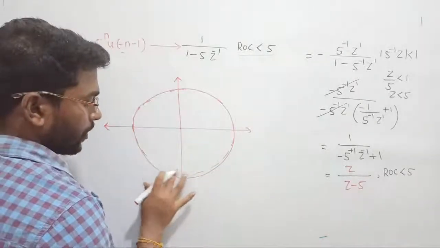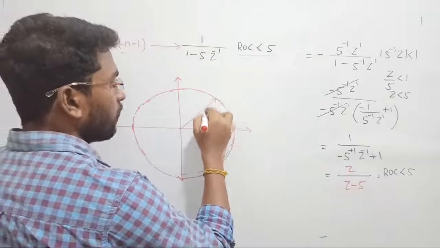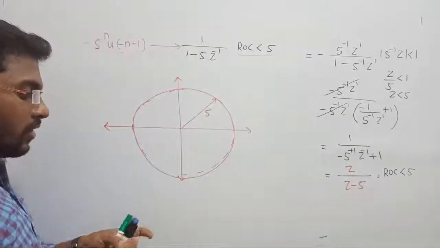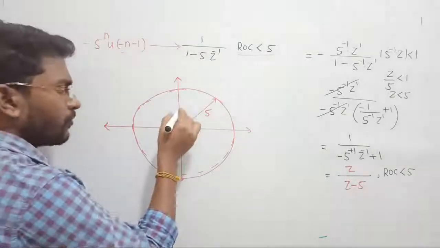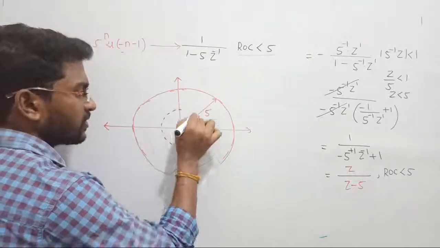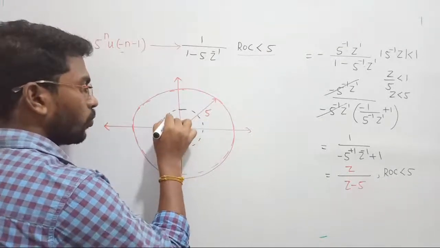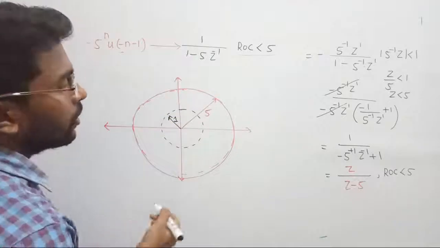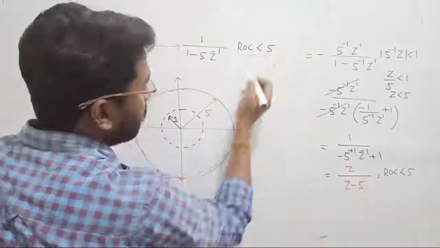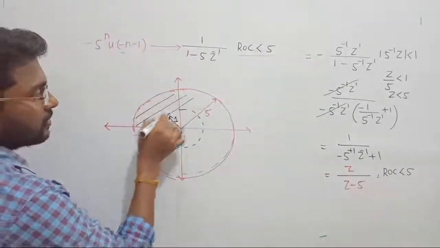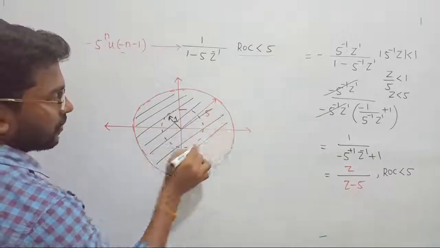Such that what will happen? Its radius is 5. Now where is the unit circle? Unit circle lies somewhere nearer to the origin. Its radius is what? 1. That is the unit circle. Now given that ROC should be less than 5, less than 5 in the sense this is going to be the region of convergence, right?